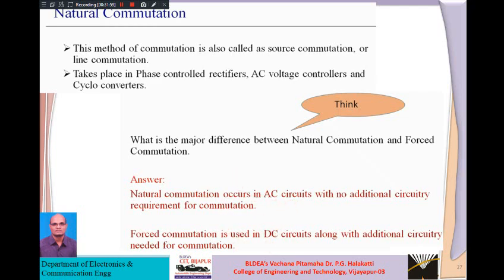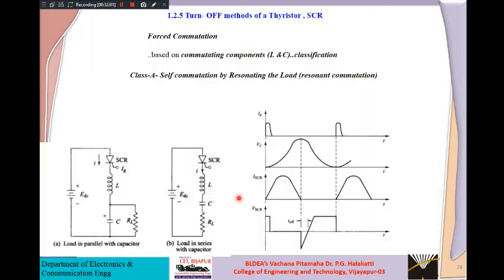Now let us see how forced commutation is going to work out here. We are trying to turn off the SCR forcibly. There are two types, based on what commutating components you are using. To do commutation we use an external circuitry. In the external circuitry, it depends on which kind of L and C you use, whether you are connecting them in series like this or in parallel. With the load, that is going to decide the different types of commutating circuits.